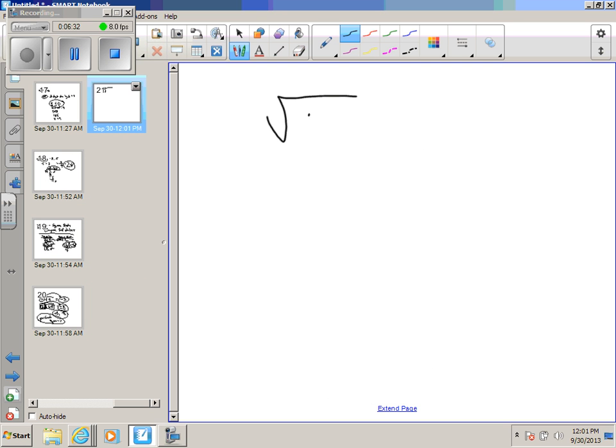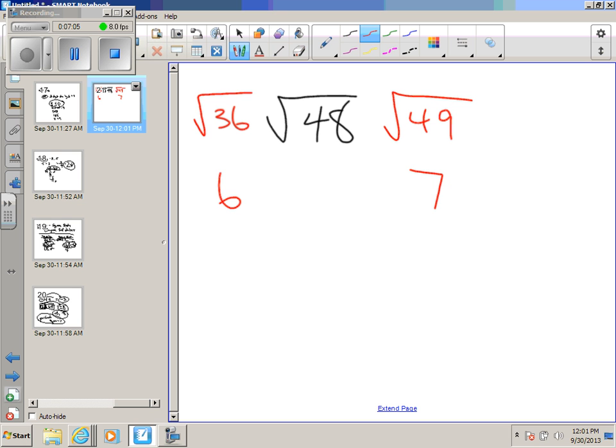Sometimes you may see something like the square root of 48. And the square root of 48 comes in between 2 other perfect squares. 36, 49. 36 is 6. 49 is 7. You notice how the 48 comes in between the 36 and the 49.